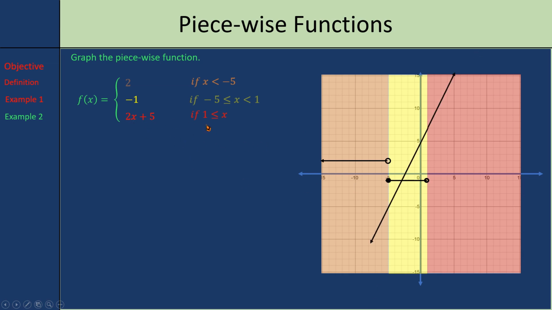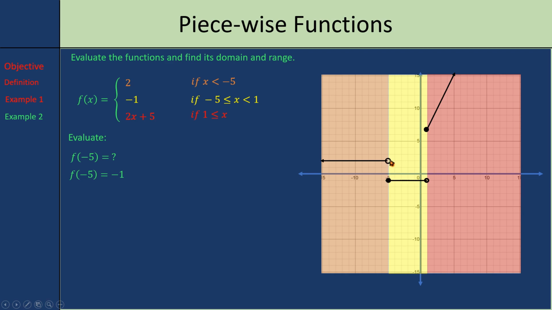There's 2x plus 5, but it's in the red zone only. So I get rid of the other part and I put a solid dot for the equal sign. And then evaluating f of -5. Okay, where is -5? Right here. What is y? Well, it's not up here, right? It's got to be down here. So I get -1 because up here is an open dot.